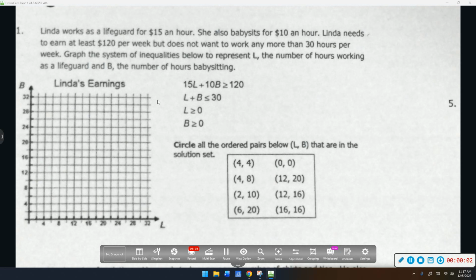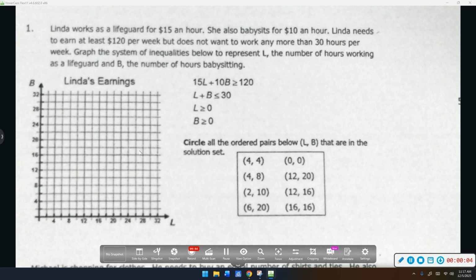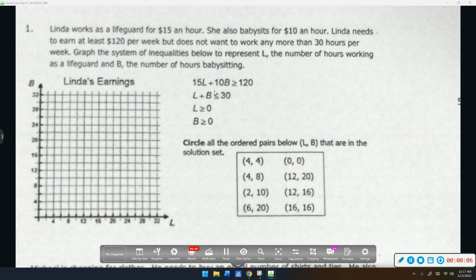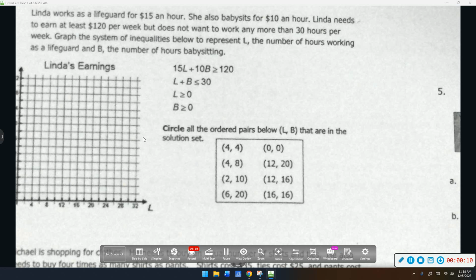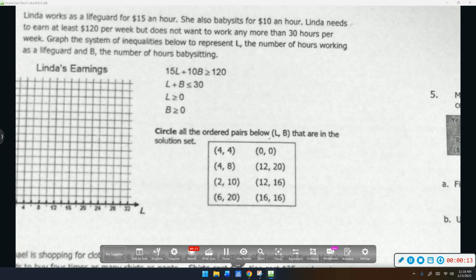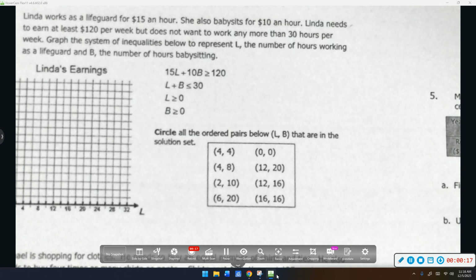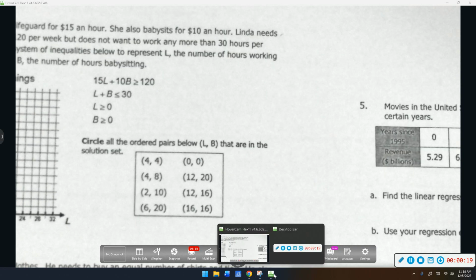So this is all based on how Linda's making money doing certain things. And here's our equations, okay? I'm not going to graph this. Here's what I'm going to do. The problem says circle all the ordered pairs below, L, comma, B, that are in the solution set. All right, here's how I'm going to do this. I'm going to open up Desmos.